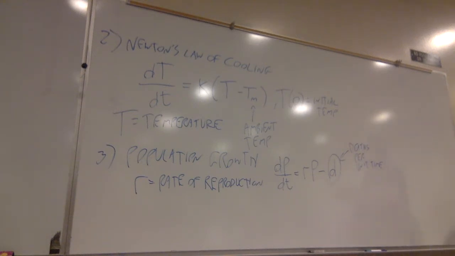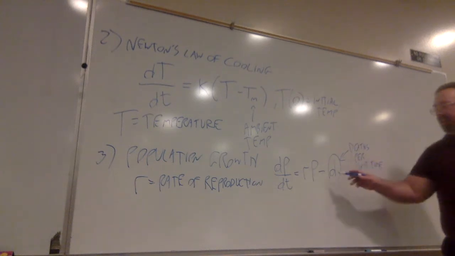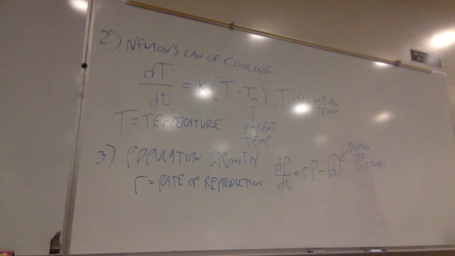What percentage of the population gets stricken with this disease? What percentage of the population dies from it? And in that case, I would have another term here, a negative term. Again, it's some constant times the population to model death for both cases.